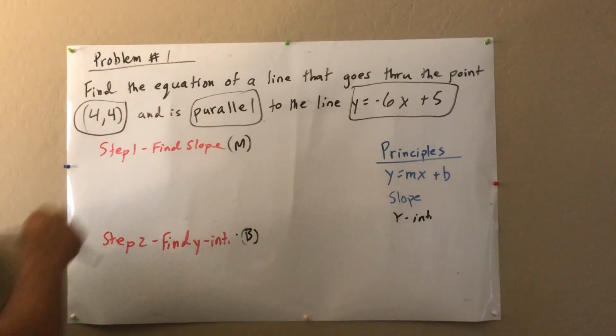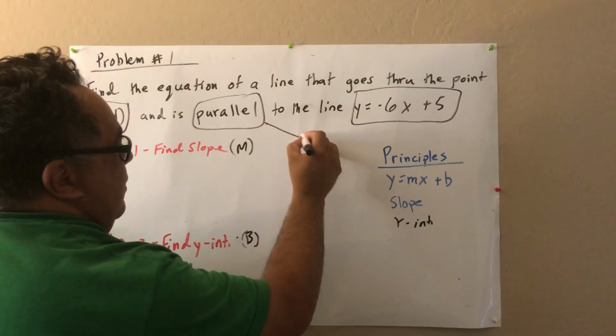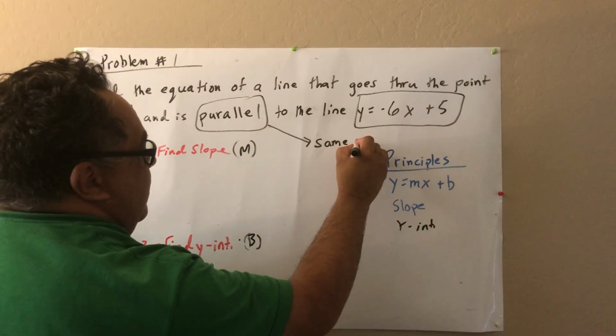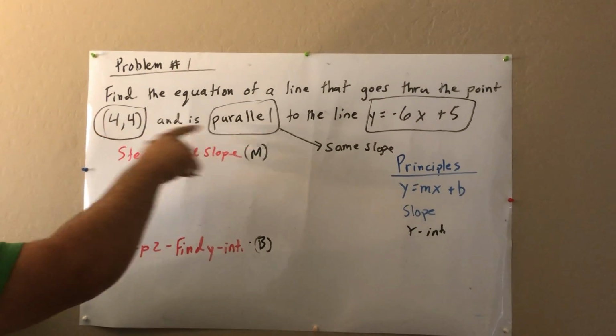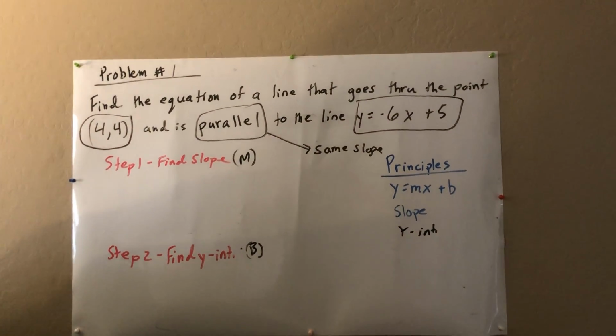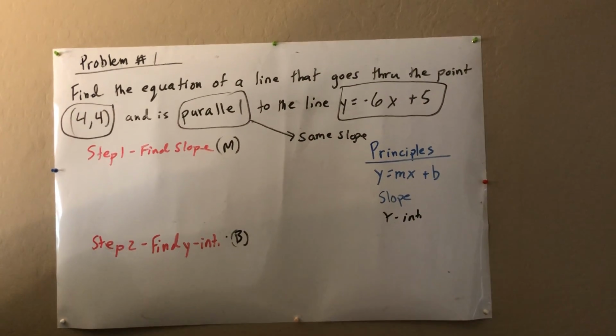Parallel means if the lines are parallel, they have the same slope. Okay, that's our principle right there. Parallel lines have the same slope, and I want to use this point and this equation to find our answer. Step 1, we're going to find the slope, or m.